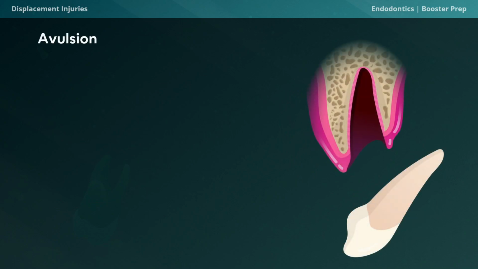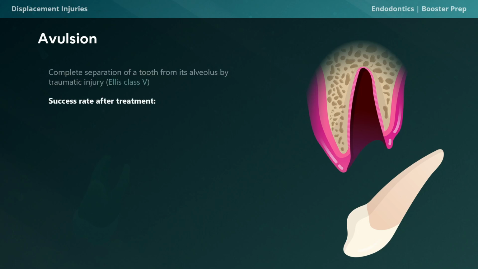Alright, next we have avulsion, which is pretty much the worst case scenario in dental injuries. It's when a tooth gets completely knocked out of its socket. It's also known as an Ellis Class 5 injury. Okay, so what's the main thing to do here? Well, we have to keep the tooth's support system, the periodontal ligament, alive and well. The best move is to pop the tooth back into its place ASAP. Doing this right away is great for the PDL and helps avoid the tooth's roots getting messed up.